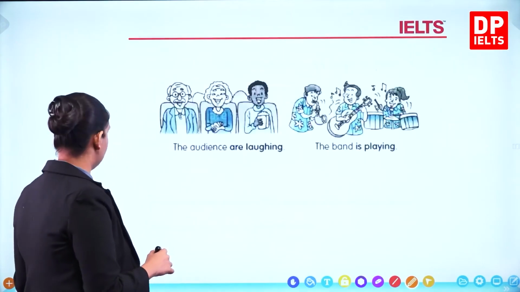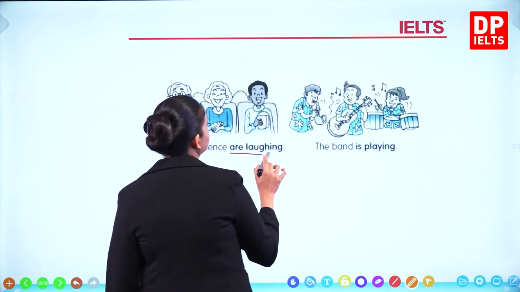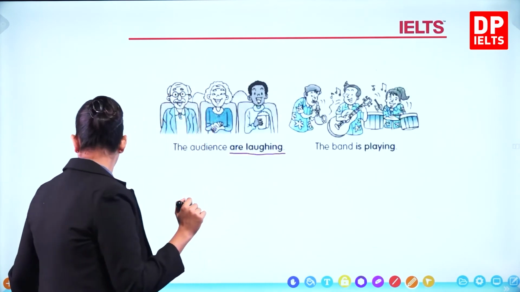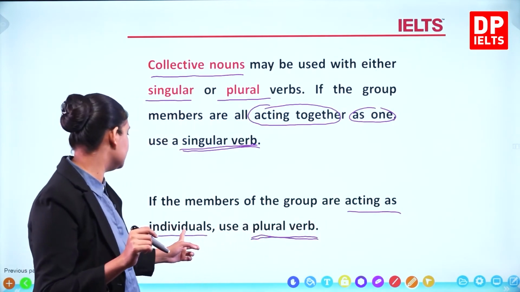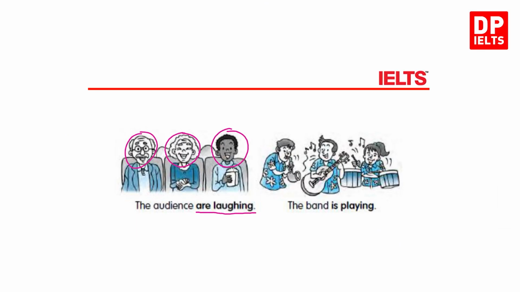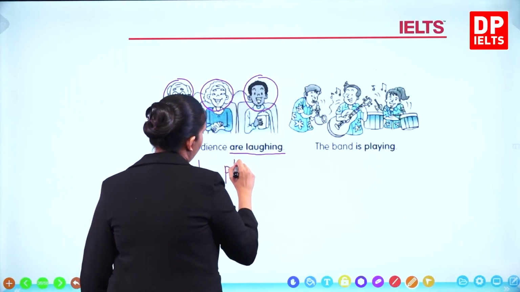Let us have a look at it. The audience are laughing. Now, when do we use it as a plural? When they are considered as individuals. The audience are laughing. So இதுல audience எனும்போது நாங்க ஒவ்வொருத்தரையும் இங்க தனி நபரா பார்க்கிறோம். அப்படி இருக்கும்போது we use a plural verb. The verb is plural.